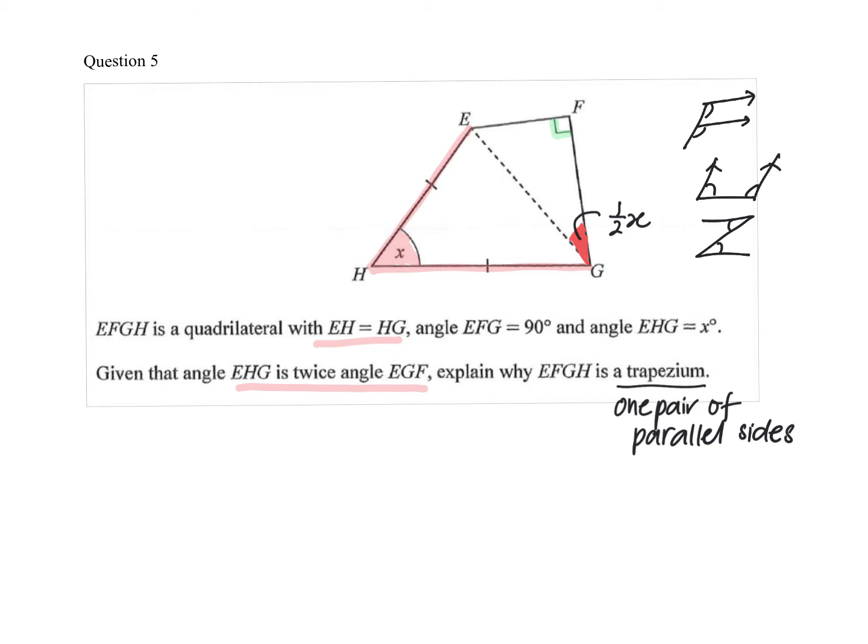So far, I only have angle EGF to be half X. But I know that these two sides here are isosceles. EH equals HG is an isosceles triangle. That means this angle over here can be found, so I'm going to find that angle first. Angle HEG is equals to 180 minus X divided by 2. This is the angle sum of triangles.